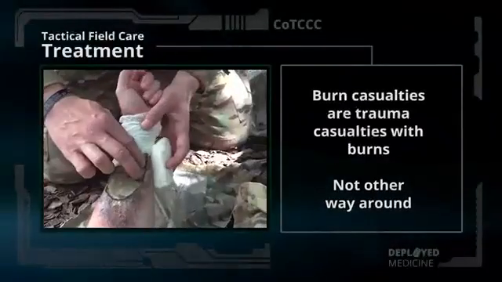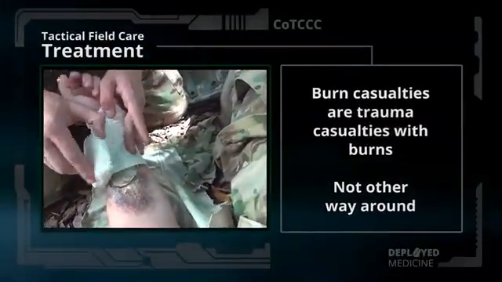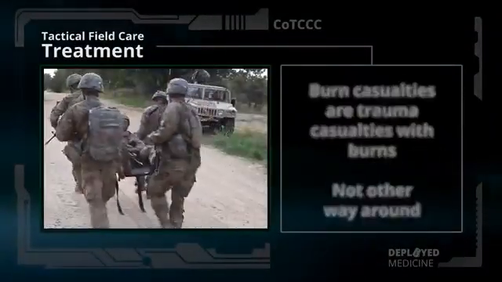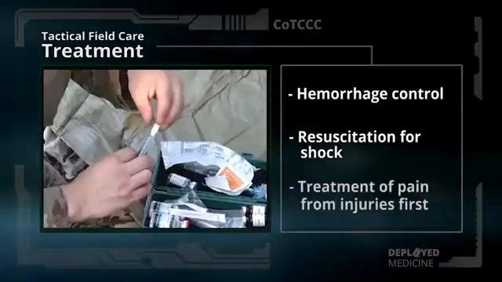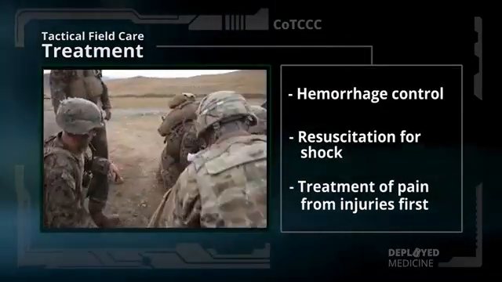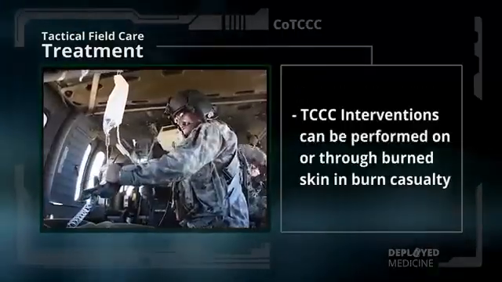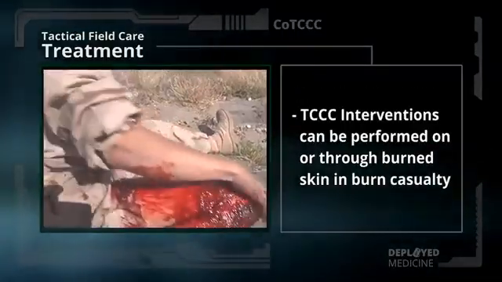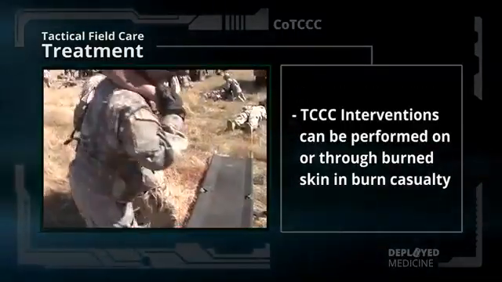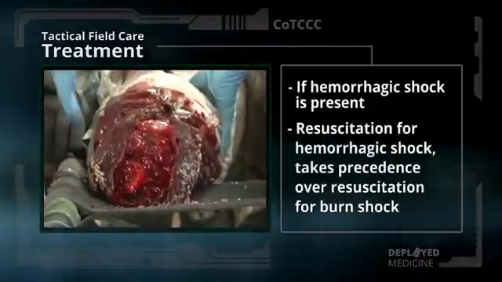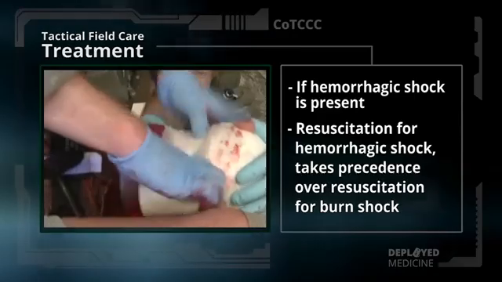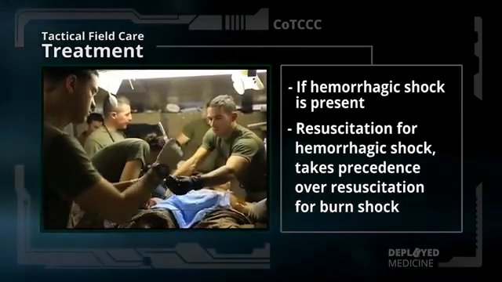These casualties are trauma casualties with burns, not the other way around. They may need hemorrhage control, resuscitation for shock, and treatment of pain for their associated injuries first. All routine TC3 interventions can be performed on or through burned skin in a burn casualty. If hemorrhagic shock is present, resuscitation for hemorrhagic shock takes precedence over resuscitation for burn shock.